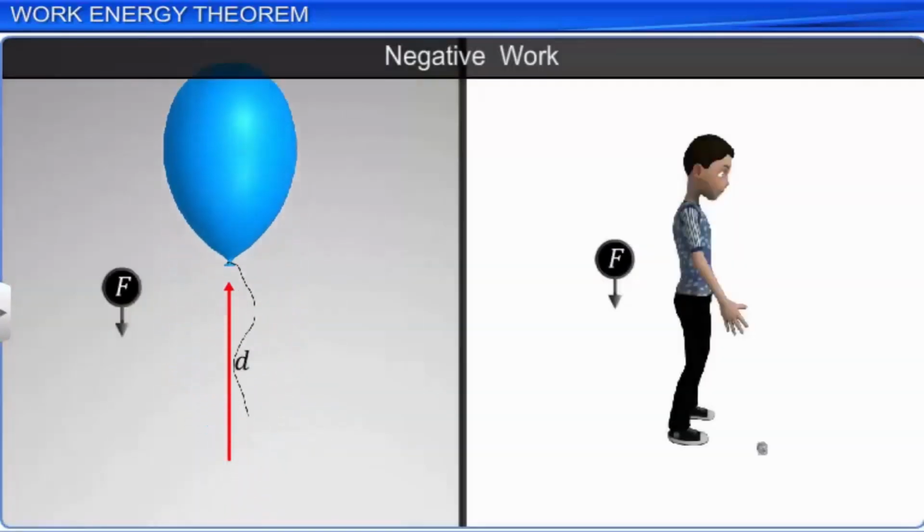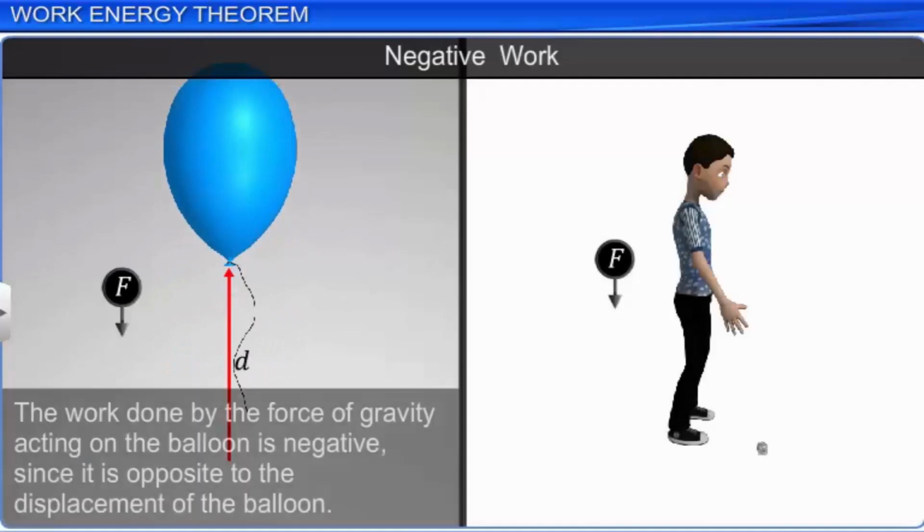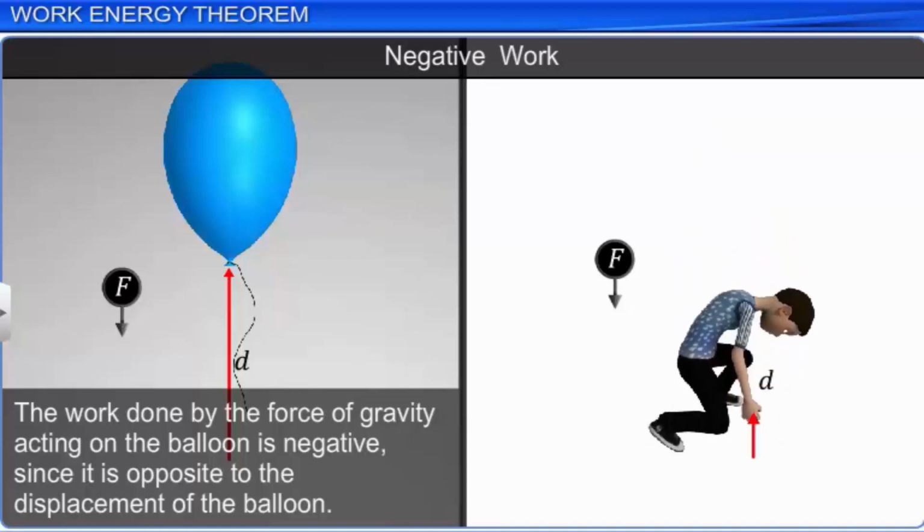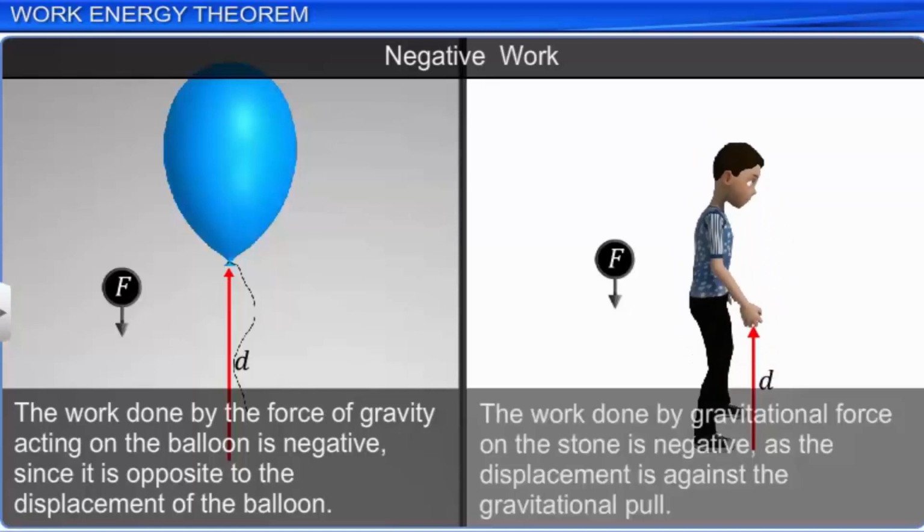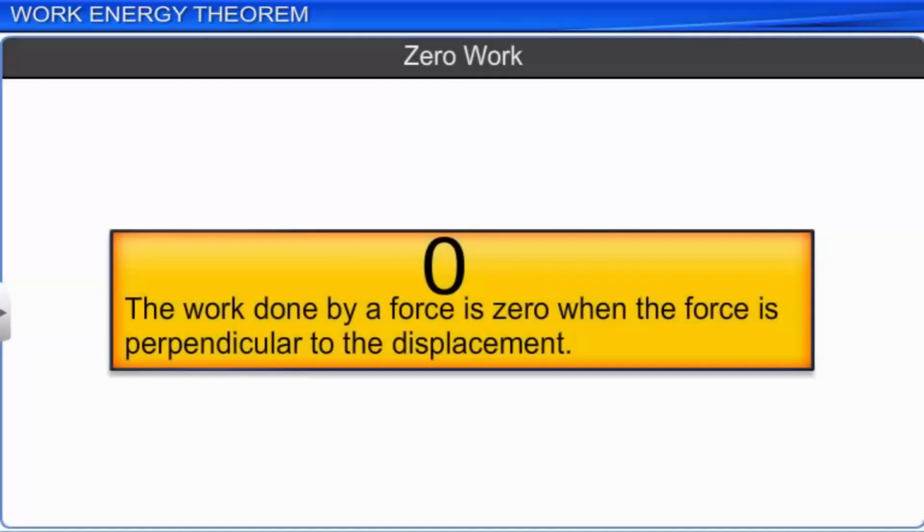In the case of a rising balloon as shown, the work done by the force of gravity acting on the balloon is negative, since it is opposite to the displacement of the balloon. In the example of a boy lifting a stone, the work done by the gravitational force on the stone is negative, as the displacement is against the gravitational pull. The work done by a force is 0 when the force is perpendicular to the displacement.